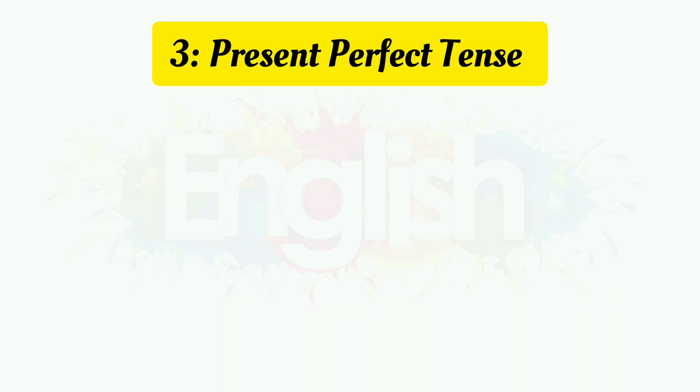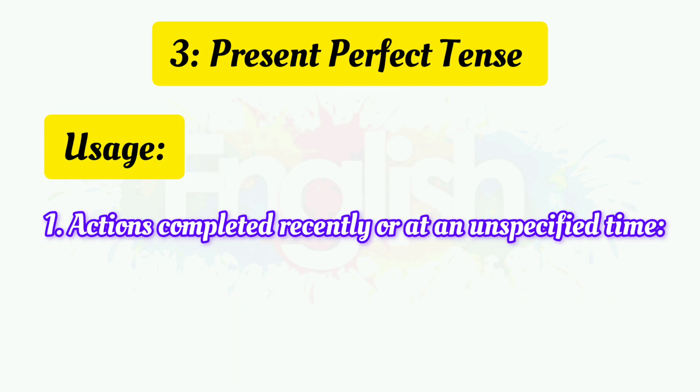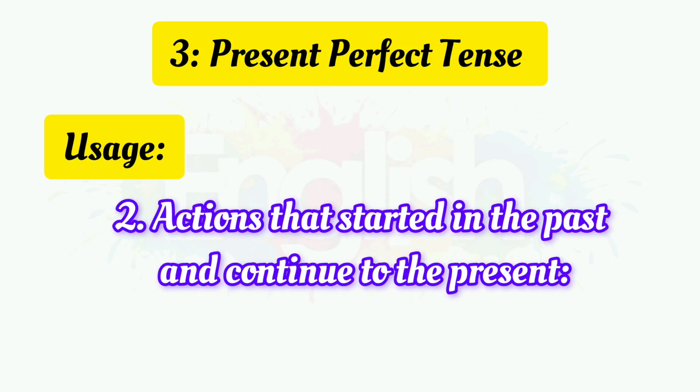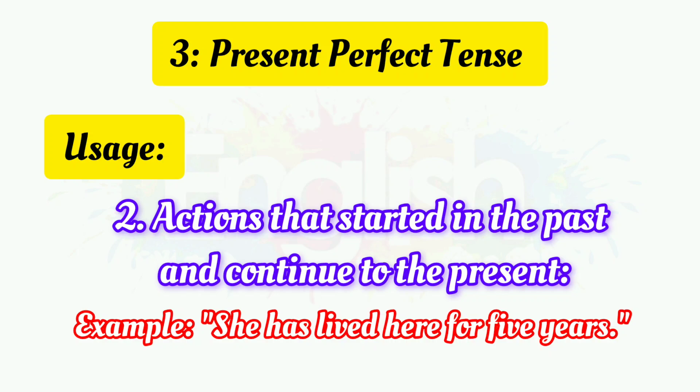3. Present perfect tense usage. 1. Actions completed recently or at an unspecified time. Example, I have finished my homework. 2. Actions that started in the past and continue to the present. Example, she has lived here for 5 years.